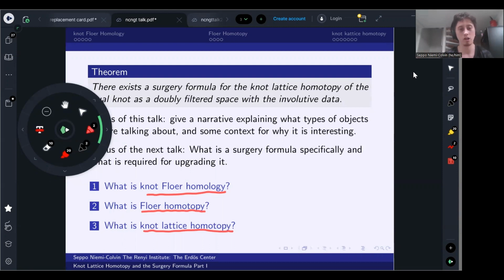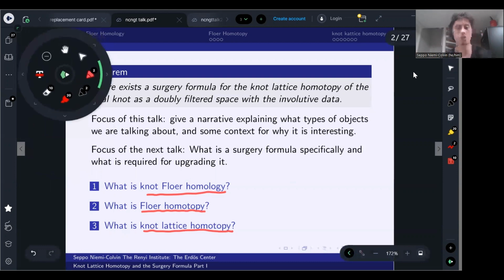So even if other talks have talked some about knot Floer, we're really going to still dive into what it means in this context. Then in the next talk, I'm going to be focusing more on the surgery formula piece. What is a surgery formula? What do we want out of one? And then what is required to upgrade the surgery formula to include this new information?